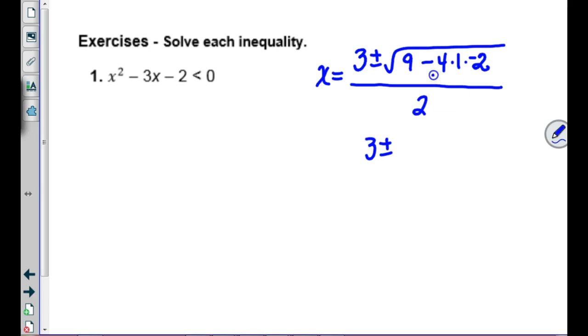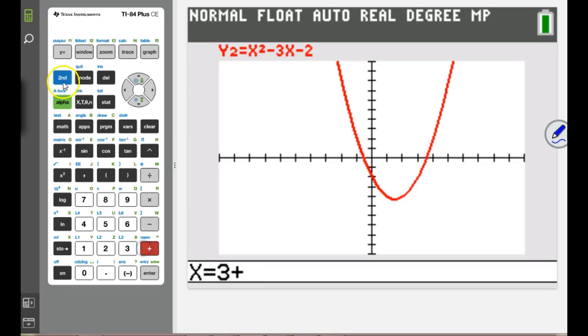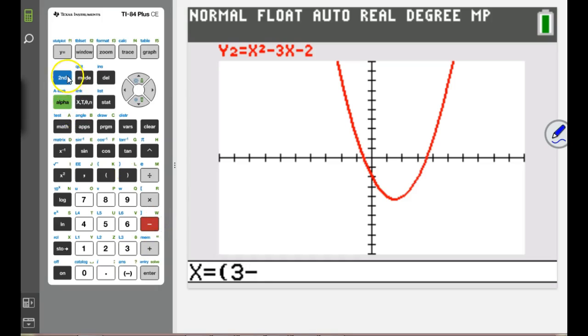So I have 3 plus or minus. What happens back here? Yeah, because this is plus 8, right? So we have square root of 17 over 2. All right, so if I go back to the graph, if I were to go trace, what did you just tell me? 3 plus the square root of 17. I don't think this is going to work because I needed extra parentheses, didn't I? No, I need the whole thing divided by 2. Okay, comes out exactly 0. What's this one over here then? 3 minus the square root of 17 divided by 2.